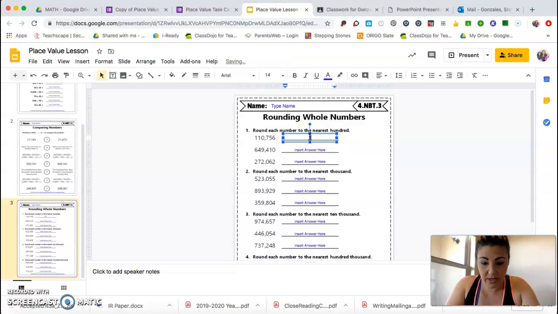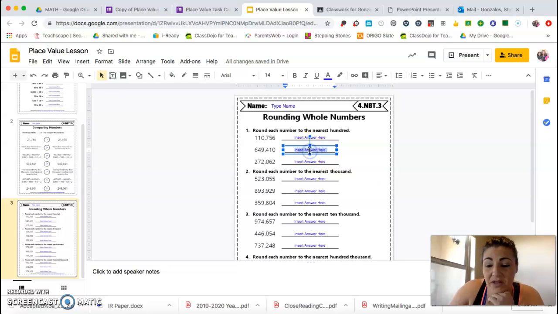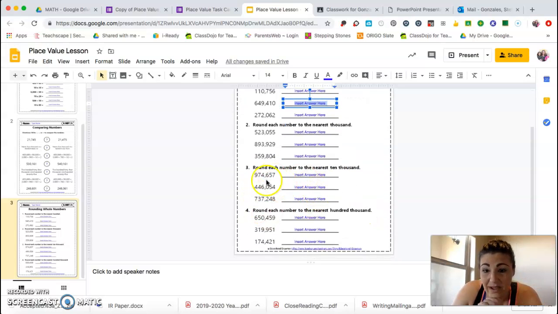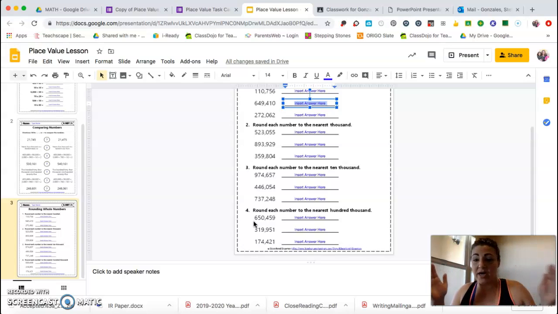Let me put this back here. Insert answer here. So as you guys can see, when you want to click on something, you click in, and you guys can click these off and delete and then put your answers in, okay? All right, down here, you're going to round each number to the nearest 1,000, round each number to the nearest 10,000, and round each number to the nearest 100,000. Take your time, okay? If you need to, think about it on a number line.